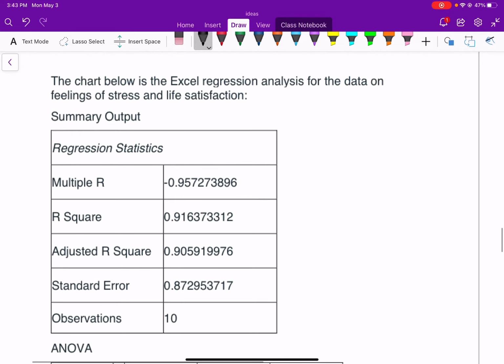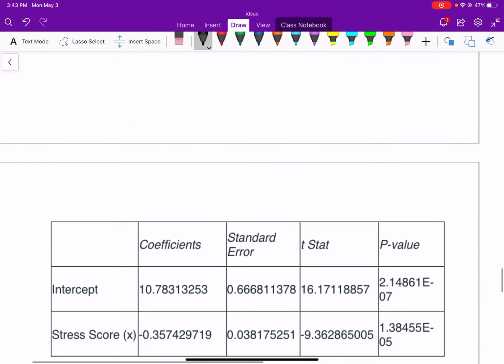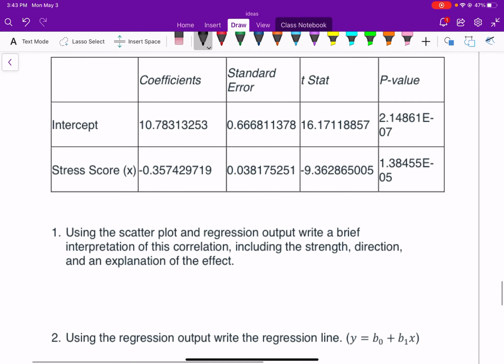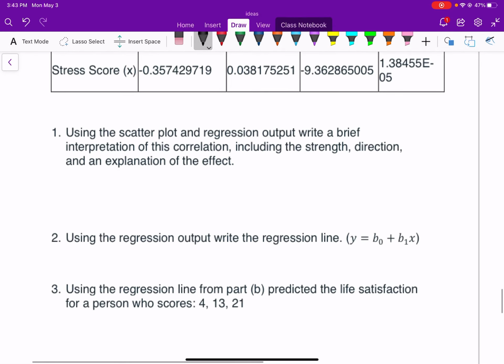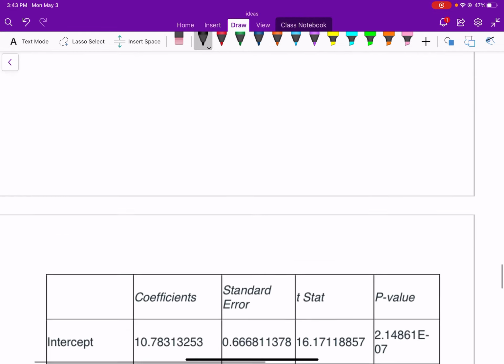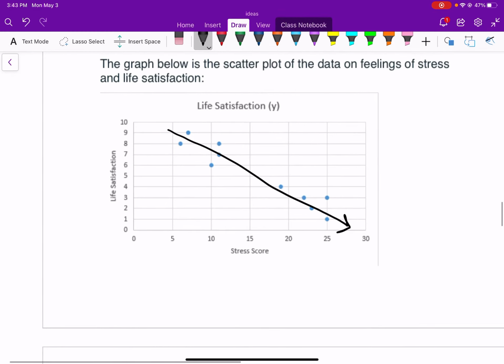And then we've got our regression output, we've got our ANOVA output, our coefficients, and we're going to go through here. It says, using the scatter plot and regression output, write a brief interpretation of the correlation, including strength, direction, and explanation of effect. So this is basically what I was just talking about. From looking at my scatter plot, the points are fairly lining up on a line.